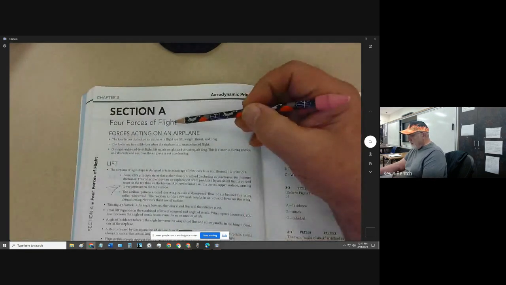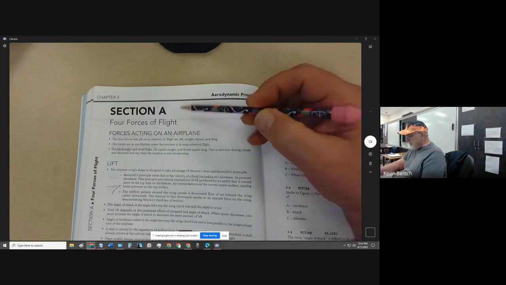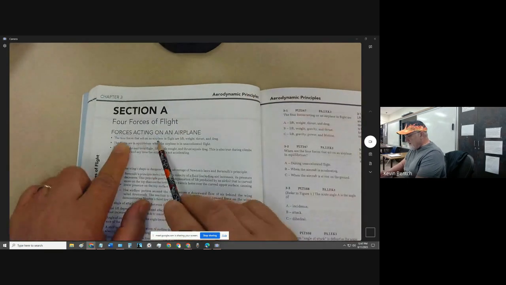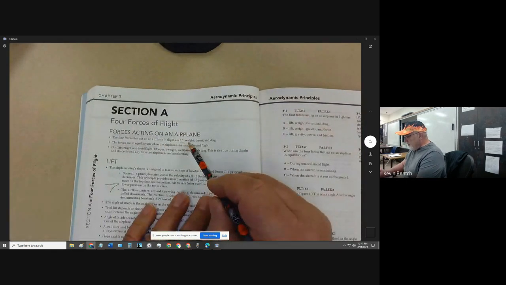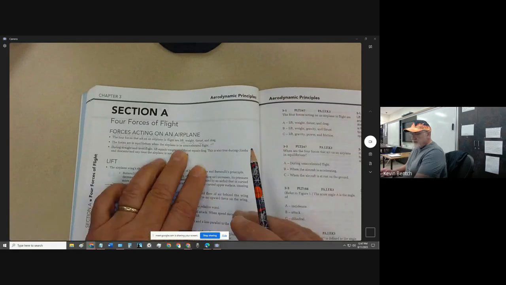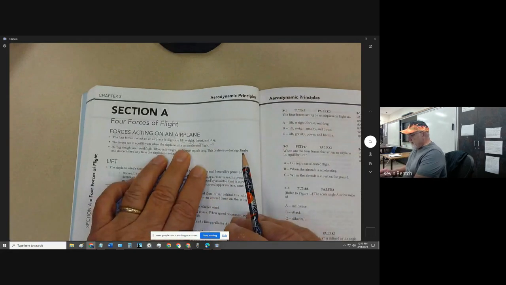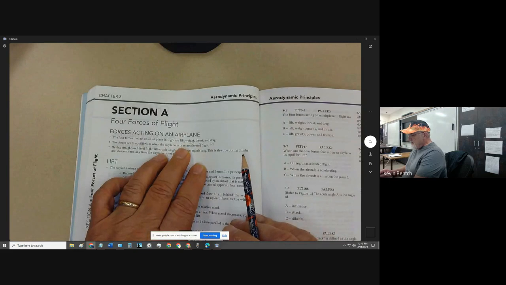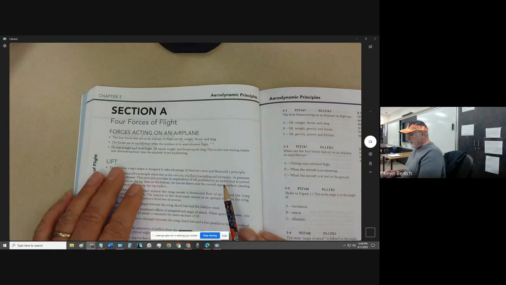So Section A, four forces of flight, forces acting on an airplane. The four forces that act on an airplane are lift, weight, thrust, and drag. So that's up and down, back and forth. Lift is up, weight is down, thrust is forward, drag is backward, holding it that way.